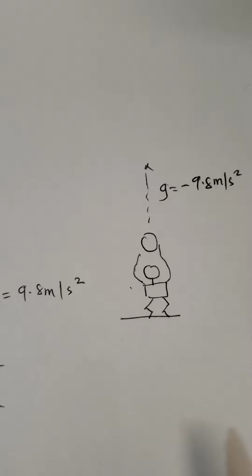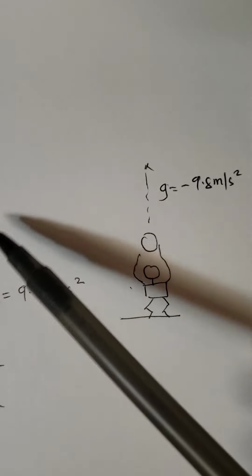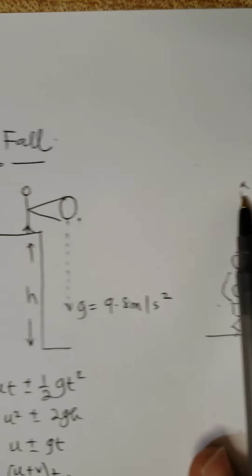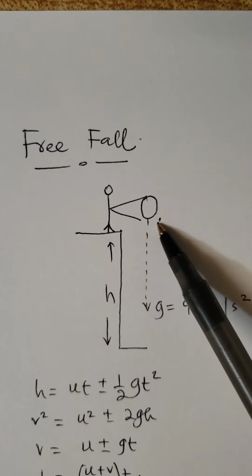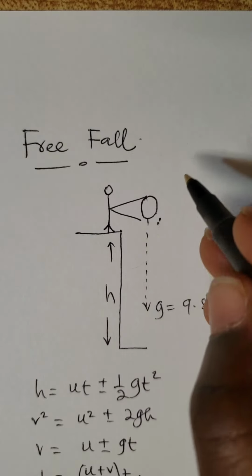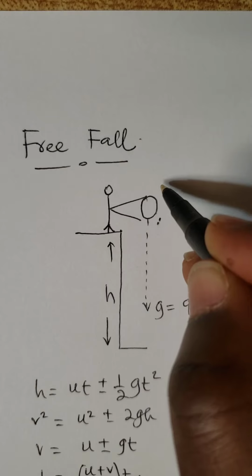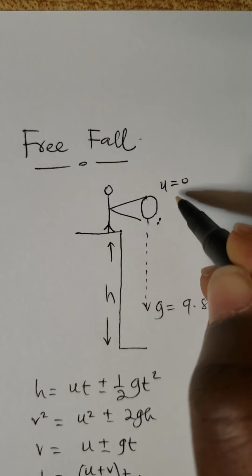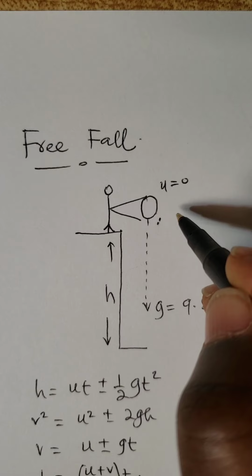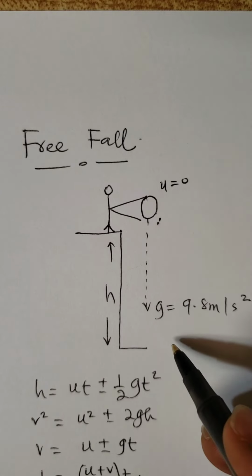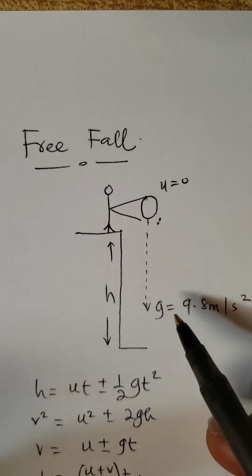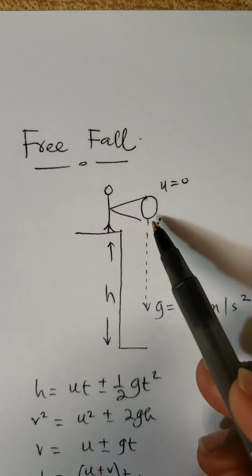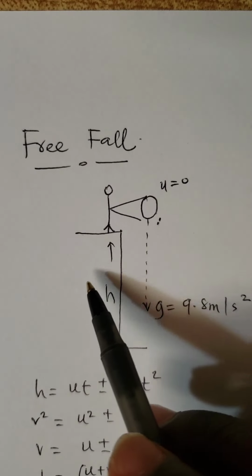The third concept is that if an object is dropped from a height, like in this case, wherein we have this ball being released from this height h, then the initial velocity of this ball will be 0. At this point, the initial velocity is 0. This object has a final velocity. So as we proceed in this lecture, I will show you how we can calculate the final velocity at which this ball is moving.